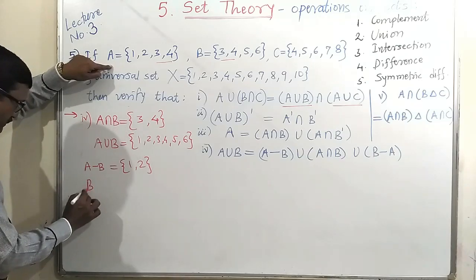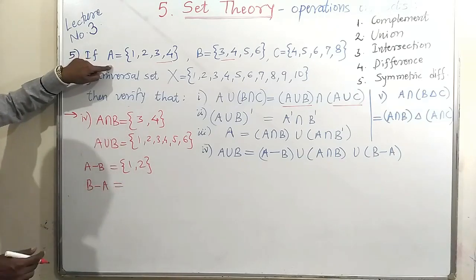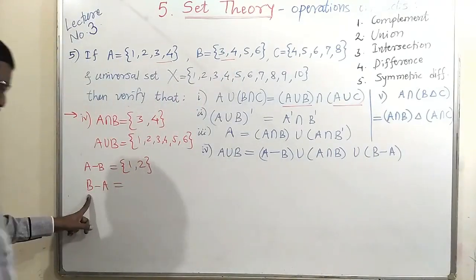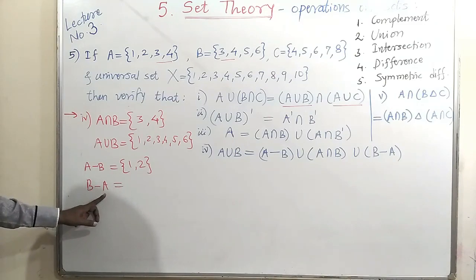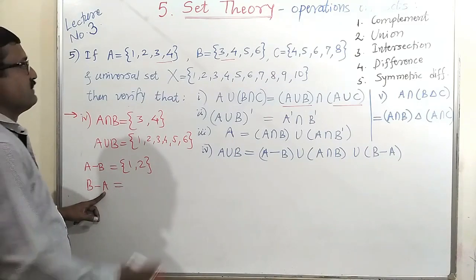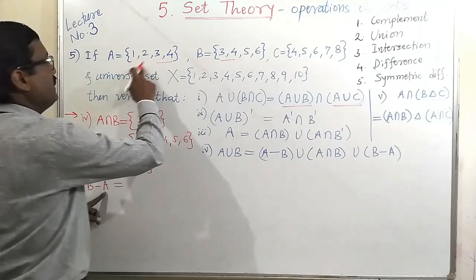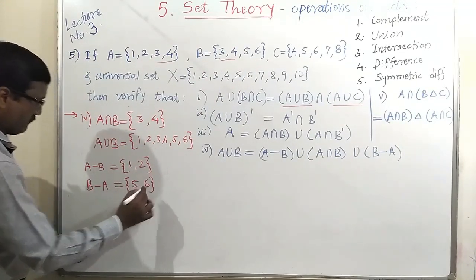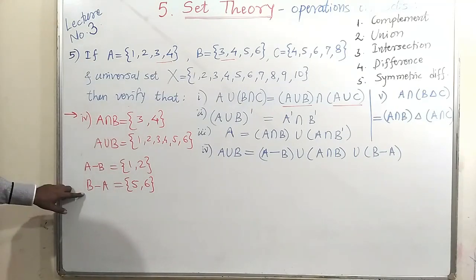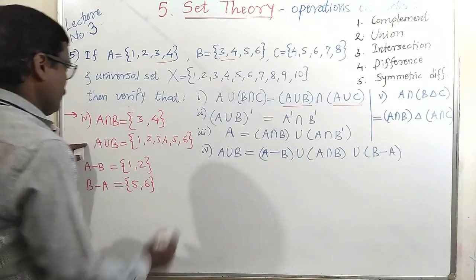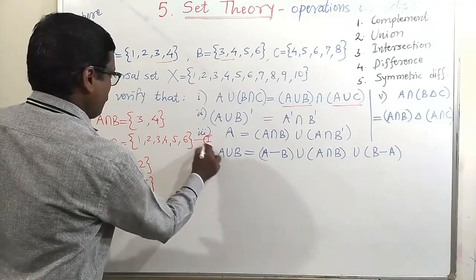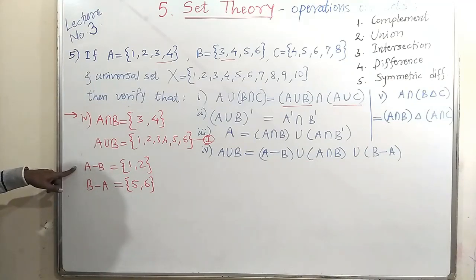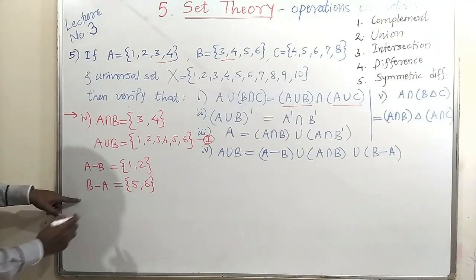Then B difference A means the elements, again 3, 4 are common, so the elements from B but which are not in A. So 5, 6 are from B which are not in A, so we get only 5, 6. So this is A difference B, this is B difference A. Now this is our first equation, A union B, and to the right we have to take the union of A difference B, A intersection B, and B difference A.